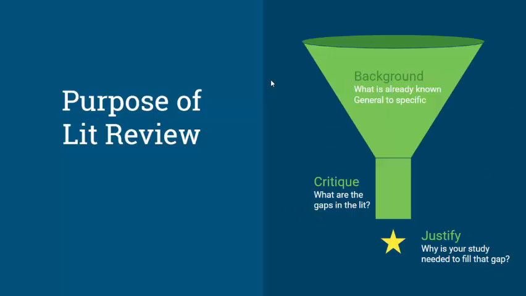A different way to look at it is sort of this funnel structure. So in the beginning, you go from really broad, you give background information, what is already known about this topic. You go from as general as you can and funnel it down to getting more and more specific. Then towards the bottom of the funnel here, you start to critique it. So what are the gaps in the literature? We know a lot of stuff, but what don't we know right now? And that helps draw your reader down to the bottom, the important part for you, justifying yourself. So this study that you want to do, why is your study needed to fill that gap in the knowledge in the literature?